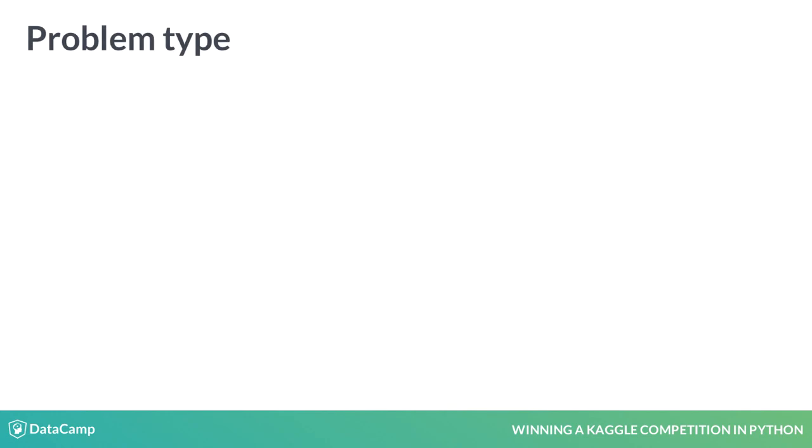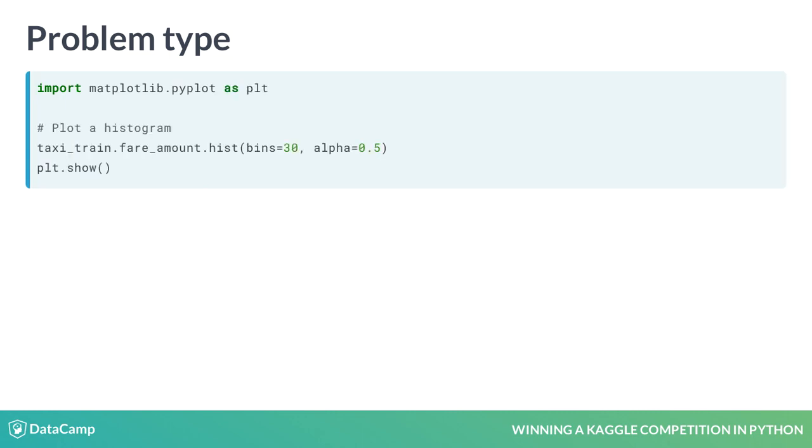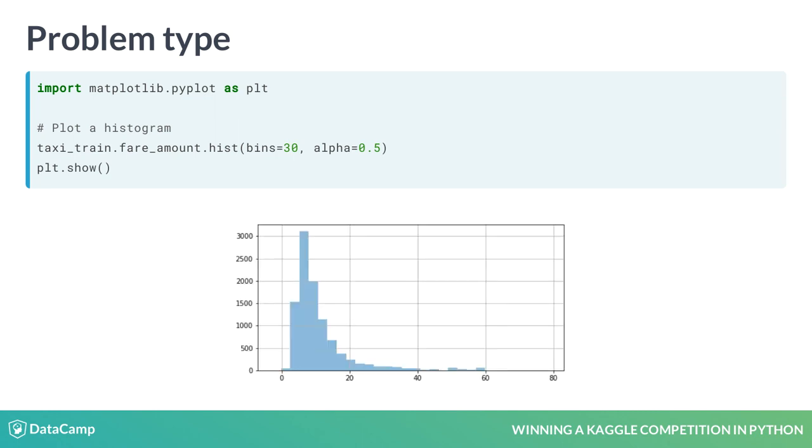Before creating any machine learning model, we should determine the problem type we are addressing, whether it is classification, regression, or some other problem. For this purpose, let's plot a distribution of the fare amount column on a histogram using the pandas hist method. It's clear from the image that fare amount is a continuous variable. That's why we are dealing with a regression problem.